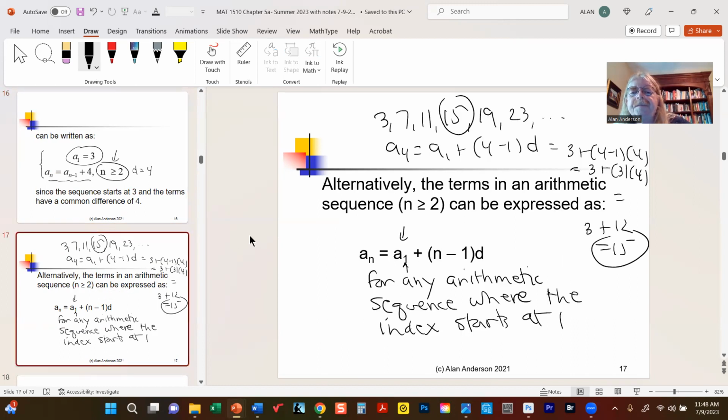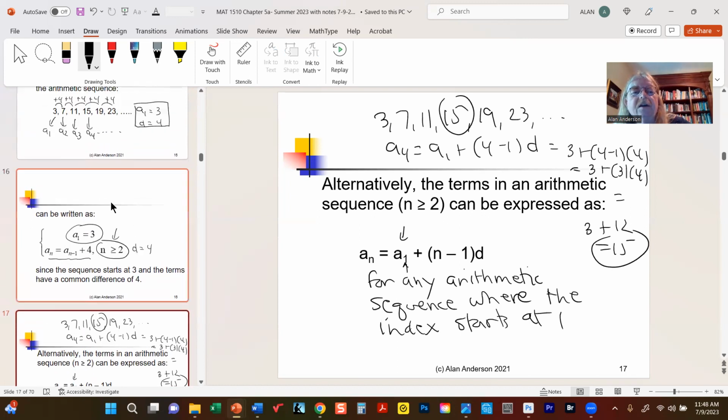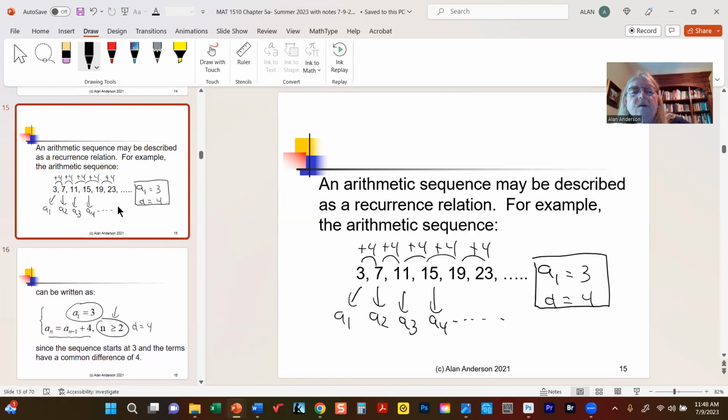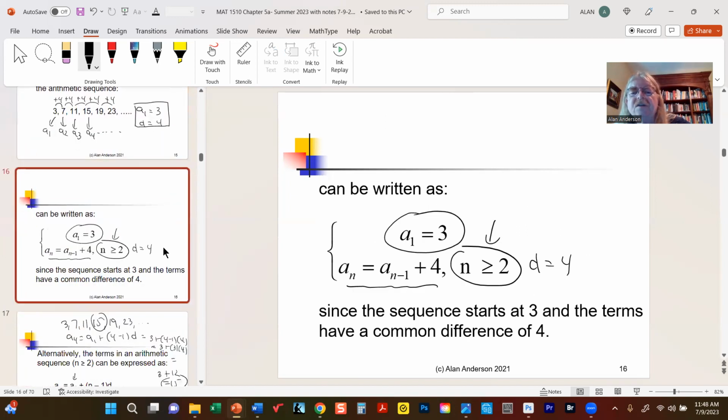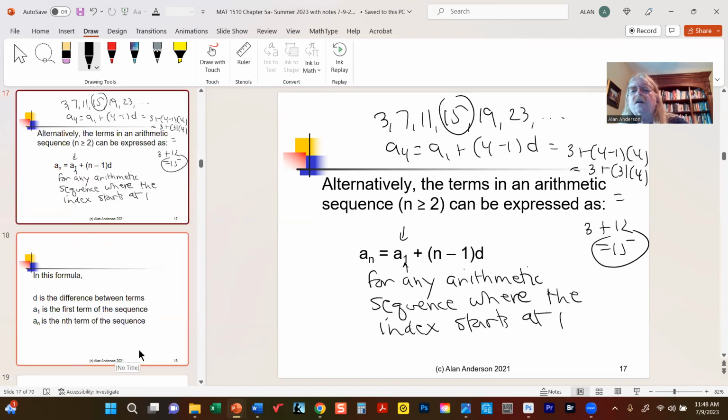Now, in general, we can express any term in the following way. The formula that we have here only helps us look at the previous terms. This formula says it doesn't matter where you are in the sequence. This is always going to be true.